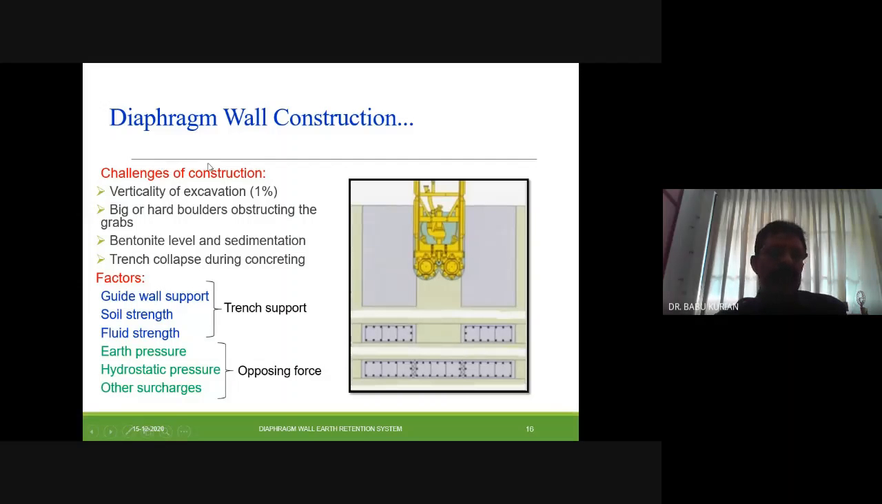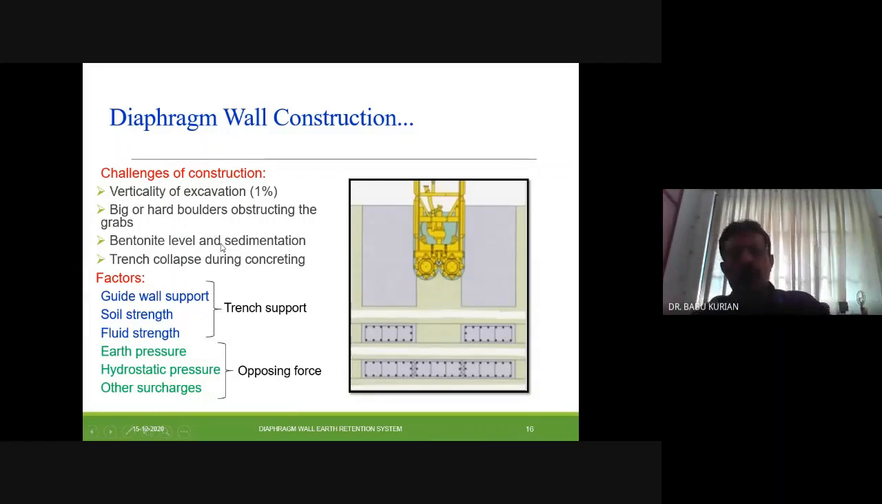And while doing the design, some factors we have to consider: the ground support, the soil strength, the fluid strength. These are the factors to be considered with regard to the trench and the design of the trench support. And these are the forces to be resisted: the earth pressure, hydrostatic pressure, and if some other surcharges like moving vehicles or big buildings are there, because of that also some horizontal pressure will be there, and those also have to be resisted. So the design of the diaphragm wall is done by considering these factors, and these are the challenges to be faced.